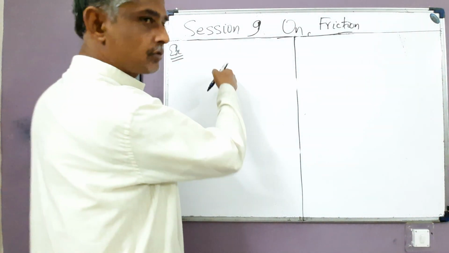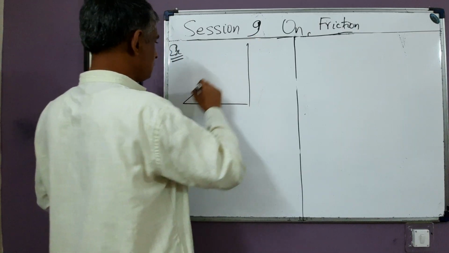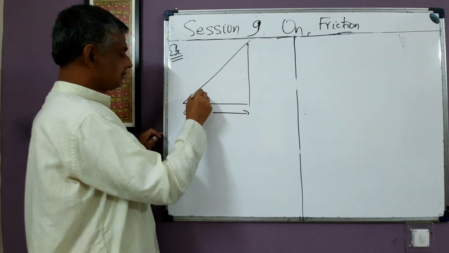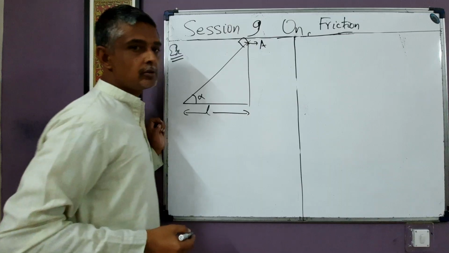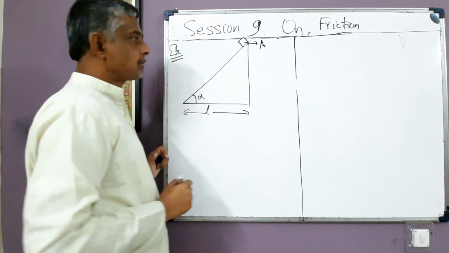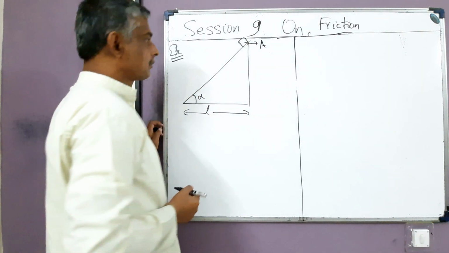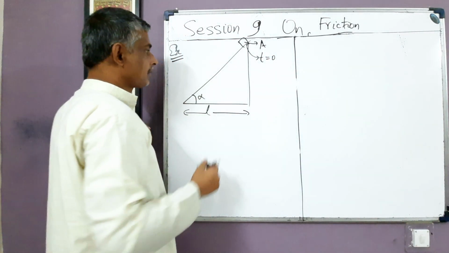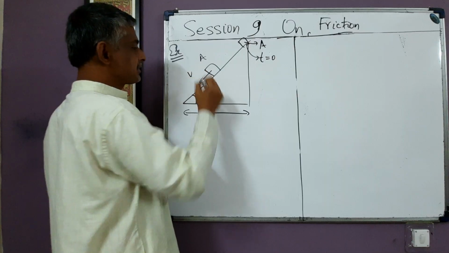I'll draw the diagram of the situation here. See, this is the diagram. This is the horizontal base, length is L. This angle is alpha. Block A begins to slide from here, from time 0. It begins to move down and comes here. First we have to find the expression for time taken by block to slide from here to here. Suppose the block is released from this location at time 0. At a certain instant t, the block A has come here, moving down at a speed v.